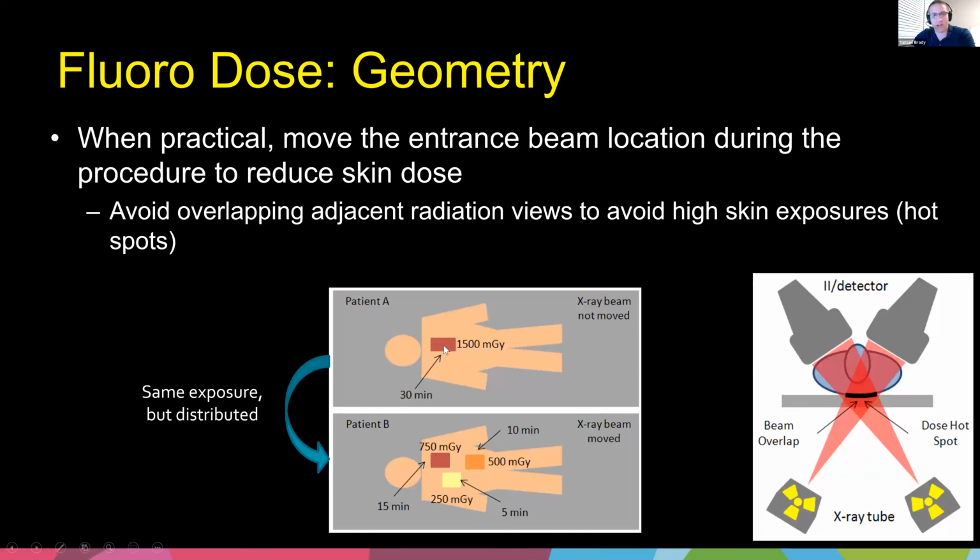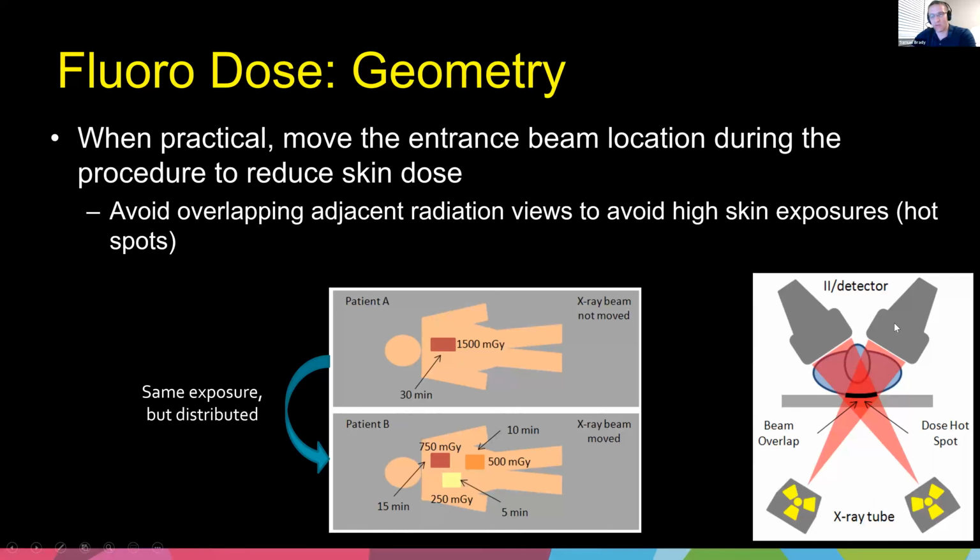But breaking it up, where, for example, you have a 30-minute procedure that gives you 1,500 milligray in one location, the same could be true 15 minutes, 10, and 5. And I know this is an exaggeration, but you move that patch around. Now there's no one max skin dose that's that high. So spreading it out. If you're doing angulations, make sure there are no points of overlap.